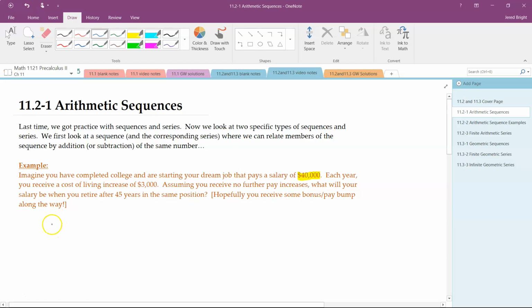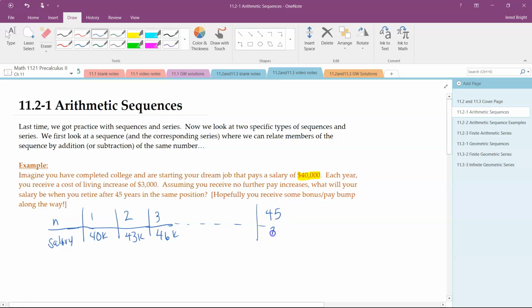Well, if we make a table, you can imagine here N, and here's your salary. Okay, so in year one you make 40K, and I'm just going to abbreviate it like this. And then year two, you get that cost of living increase and you're now at 43K. And maybe you're happy about that, maybe you're not. Then year three, you'd be at 46. And then you just keep going. And then what is it going to be at year 45?